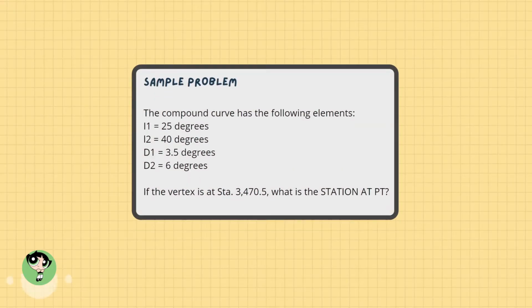So, with that, let's have one sample problem. The compound curve has the following elements. We have I1, which is 25 degrees, I2, 40 degrees. We have D1, 3.5 degrees, and our D2, which is 6 degrees. If the vertex is at station 3,470.5, what is the station at PT? So in this problem, these are the given values.